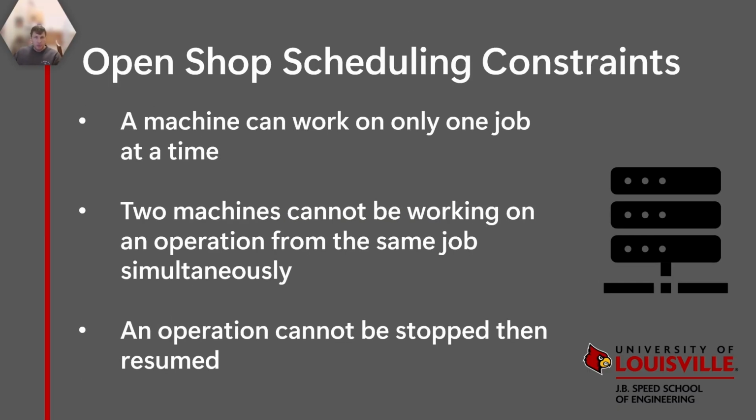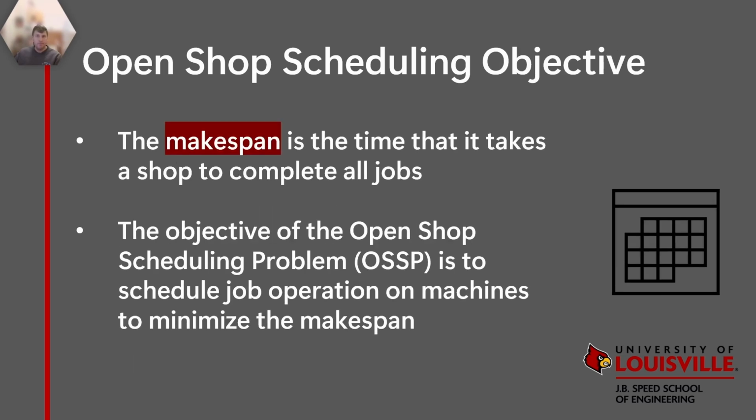So the constraints for the open shop scheduling problem: a machine can only work on one job at a time, and two machines cannot be working on an operation from the same job simultaneously. And in open shop scheduling, we do not allow an operation to be paused and resumed at a later time.